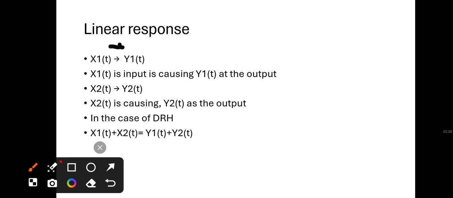x1 gives y1. x1 is an input, causing y1 at the output. If x2 is the input, then y2 is the output. Here, in the case of the direct runoff hydrograph, rainfall excess is the input and the resulting direct runoff hydrograph is the output. If you have two different rainstorms occurring one after another, the total runoff in the river is simply the sum of the runoff generated by each individual storm.